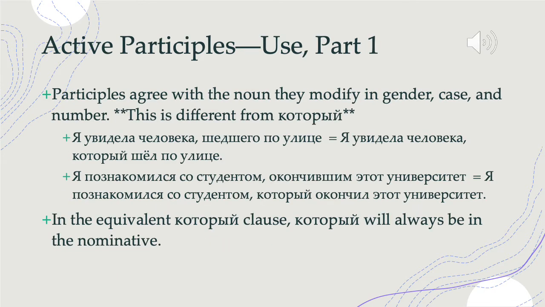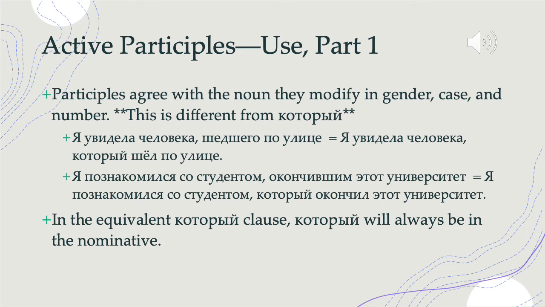So now that we know how to form past active participles and active participles in general, let's talk a little bit about how to use them. So we've already discussed this a little bit, but participles agree with the noun they modify in gender, number, and case, and this is different from katori.